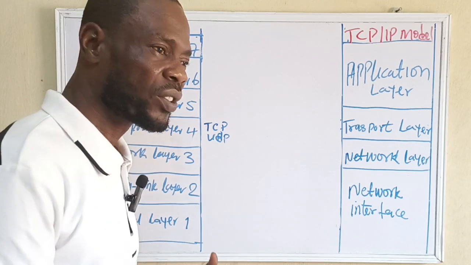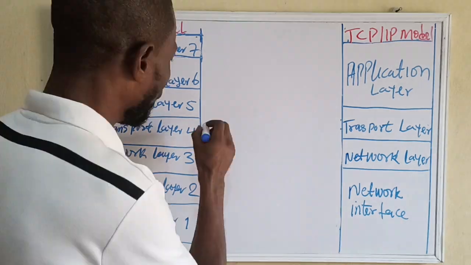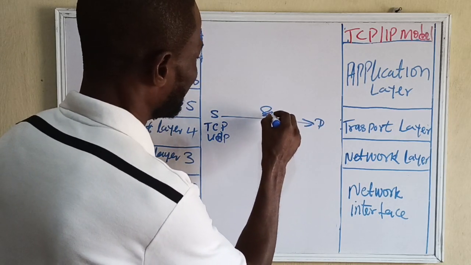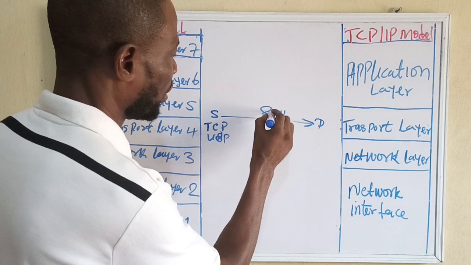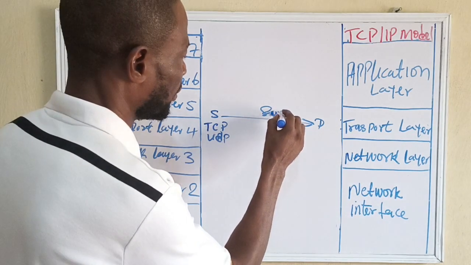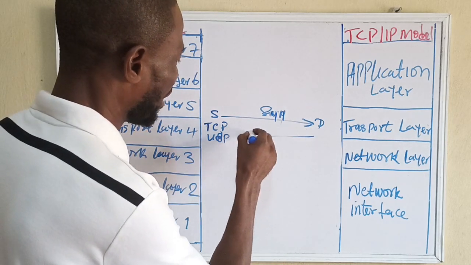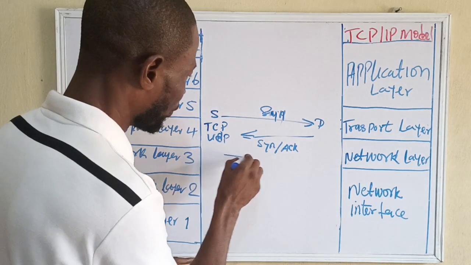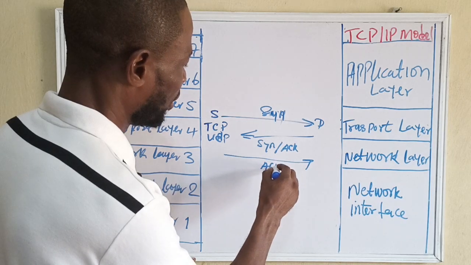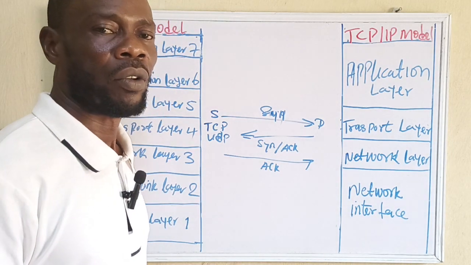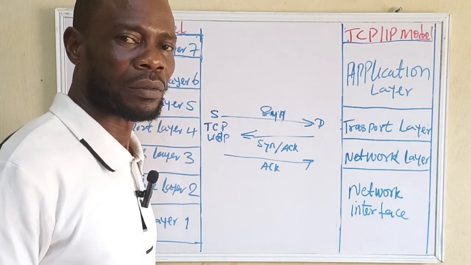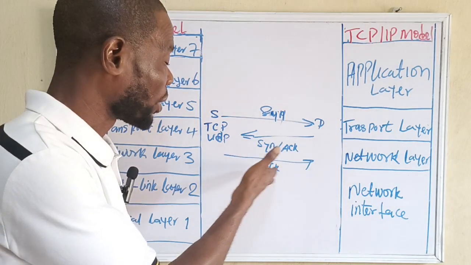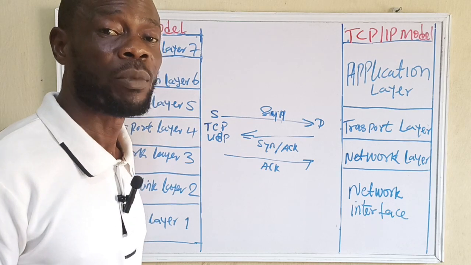This is the source computer, this is the destination computer. The source sends a SYN message. The destination computer replies with SYN-ACK, and the source sends again an ACK, acknowledged. Something like a three-way handshake: hello, and he says, yes, I'm here, and it says, okay, we are ready. A kind of something like that. When this three-way handshake is established, they are ready to communicate.